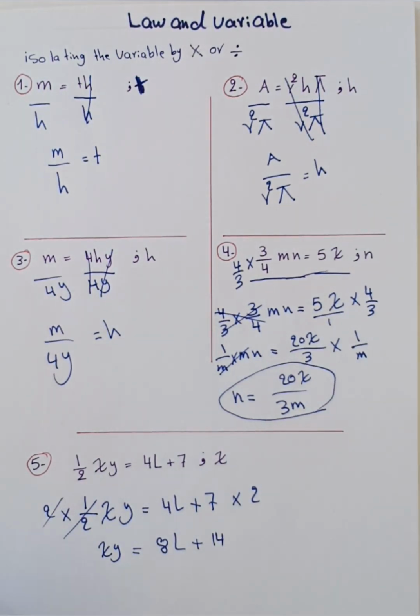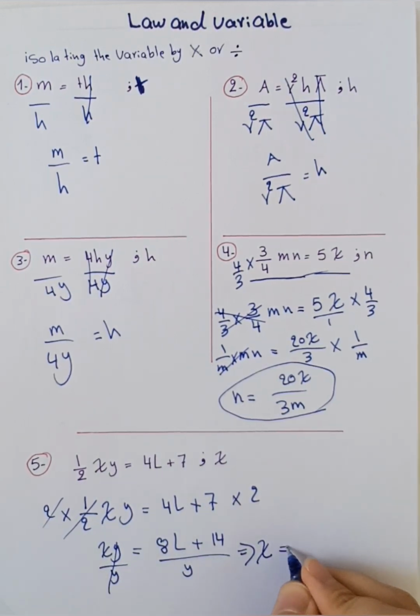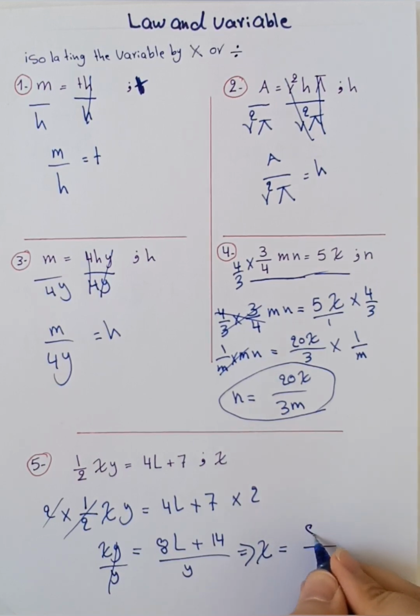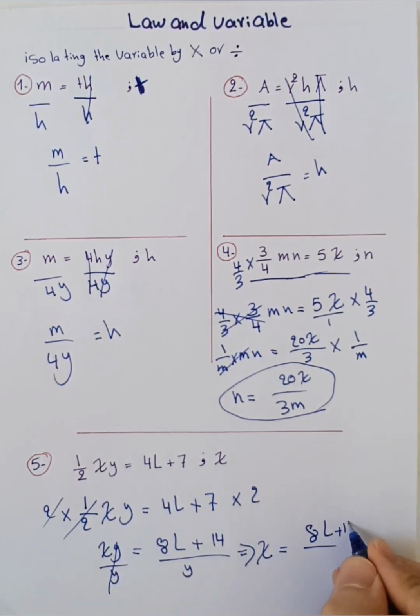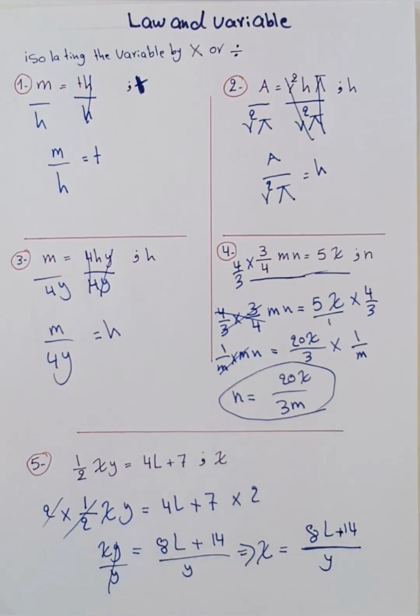After that, we have to divide both sides by y. These two terms are reduced, so x equal to 8l plus 14 out of y.